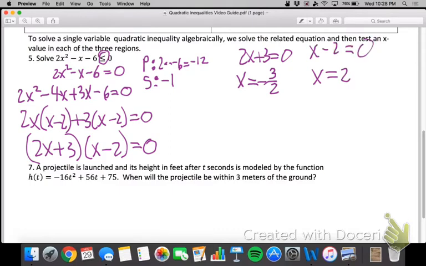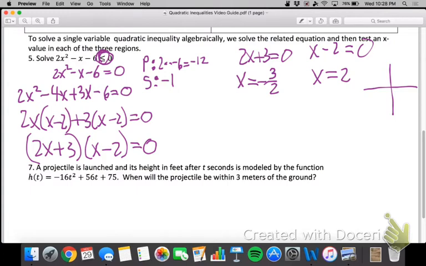So this is where it equals 0. But what I really want to know is where it is less than or equal to 0. So to do that, I'm just going to picture the graph, right? So I know the graph of this is going to look something like this.